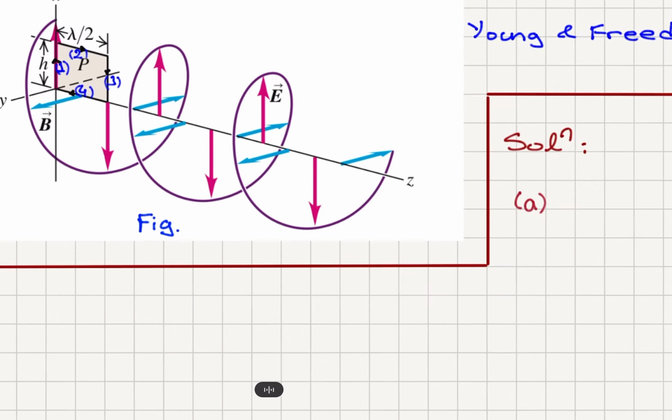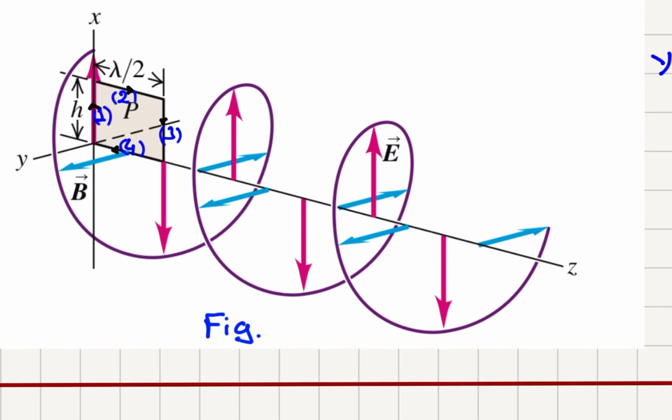Okay, so this is the figure. You can see x extends from 0 to h, z extends from 0 to lambda over 2, and we are on the y equals 0 point here, so on the y-axis. So this is on the xz plane. So we want to find the E dot dl path integral for this rectangular loop.